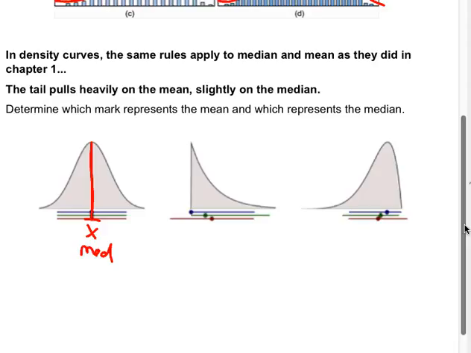What about when it's pulling towards the right, when the tail is to the right? Well, remember, the mean is pulled more heavily than the median is, okay? And in this example, when the tail is off to the left, the mean is pulled more than the median. So that general rule still applies in this case.